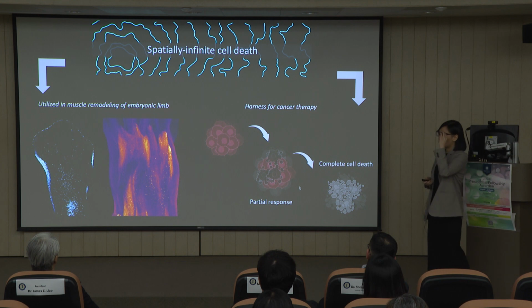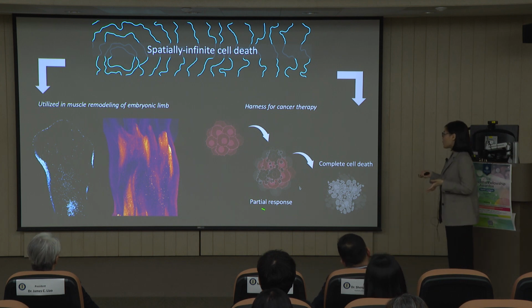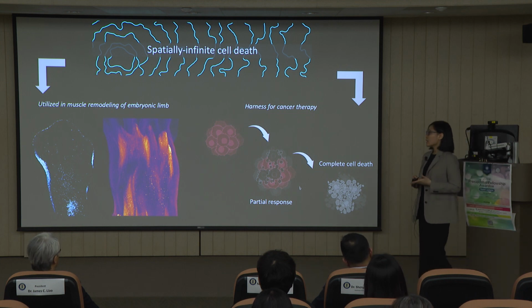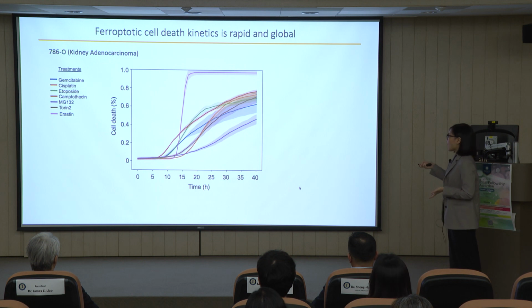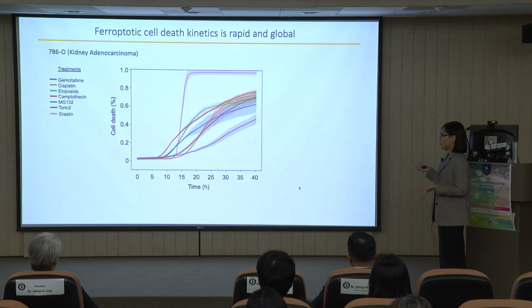One great challenge in conventional chemotherapy is the partial drug response, which leads to drug resistance. In our experiment, where I treated cells with different chemotherapy drugs, after 2 days we could only see about 40 to 70% cell death. However, when I treat the cells with a ferroptosis inducer, we see a rapid rise in cell death that eliminates 100% of the cell population.